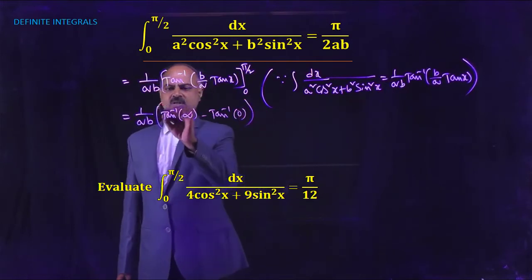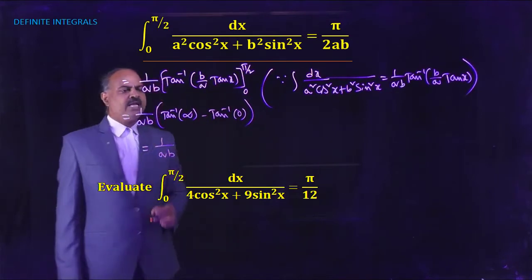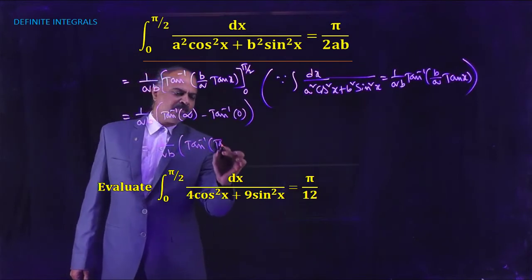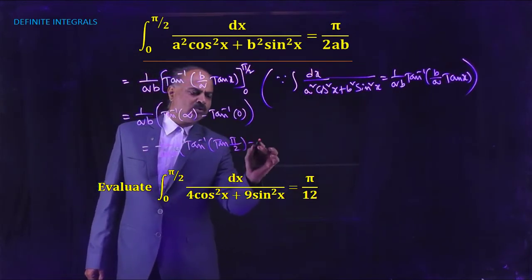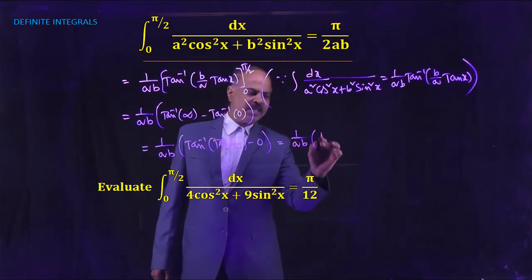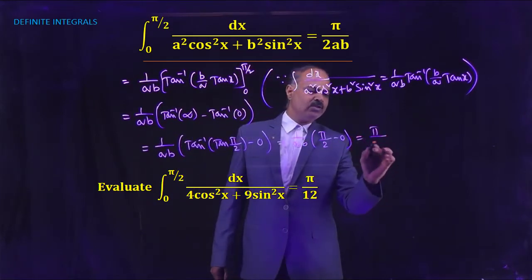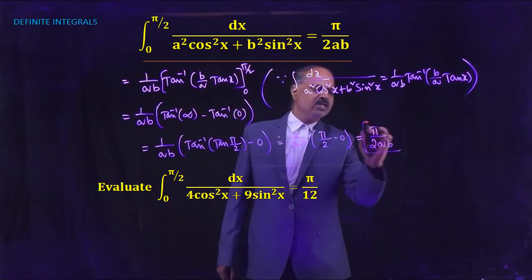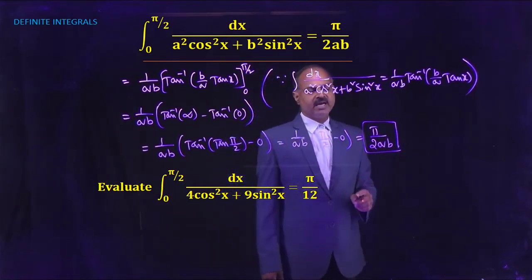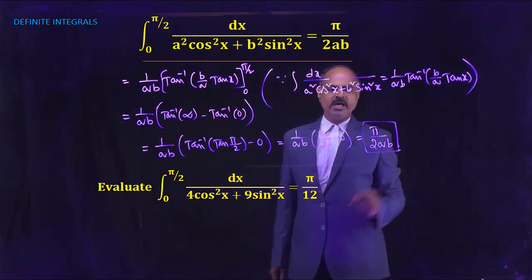Now this is equal to 1 by ab into tan inverse infinity, that is tan inverse tan pi by 2, minus 0. Now this is equal to 1 by ab into pi by 2 minus 0. So that is equal to pi by 2ab. Therefore integral 0 to pi by 2 dx by a square cos square x plus b square sin square x equal to pi by 2ab.